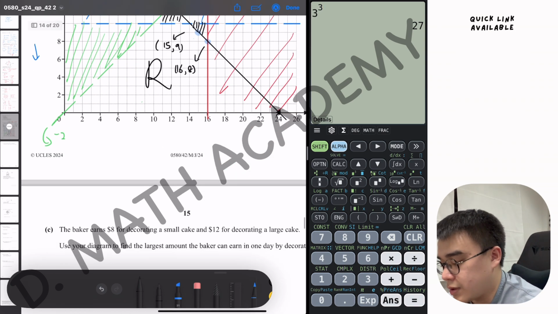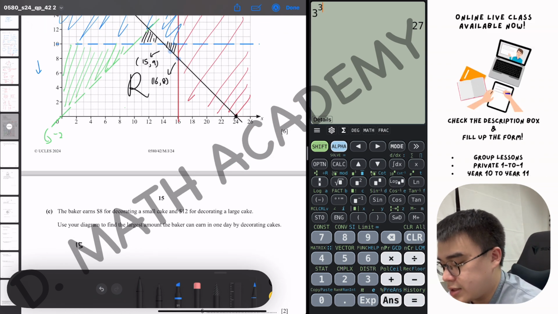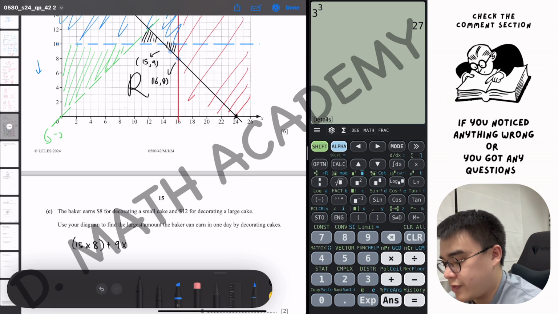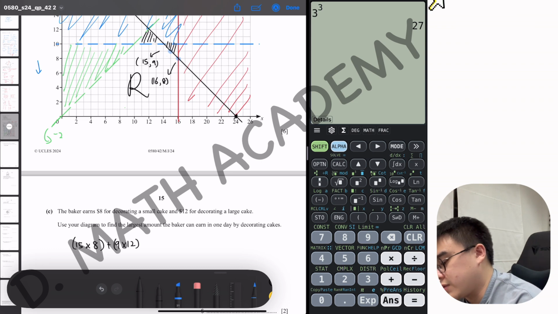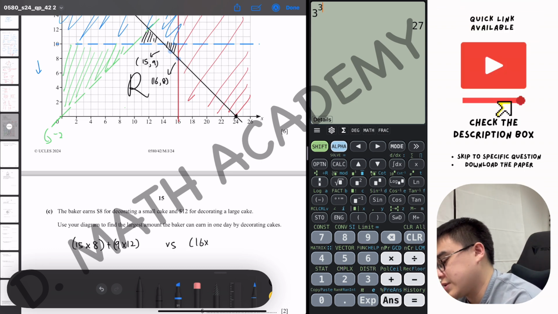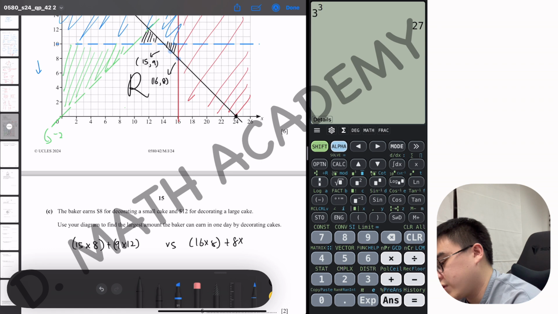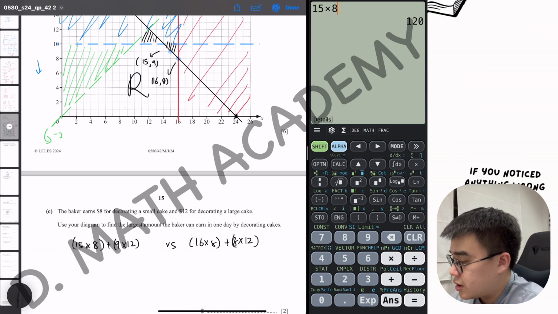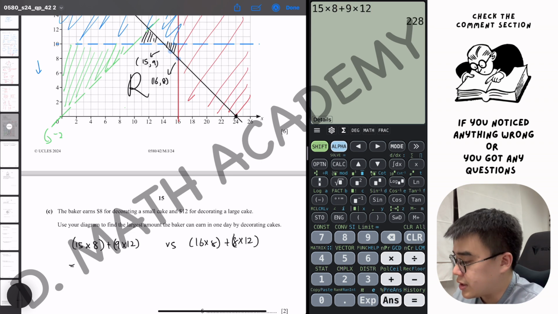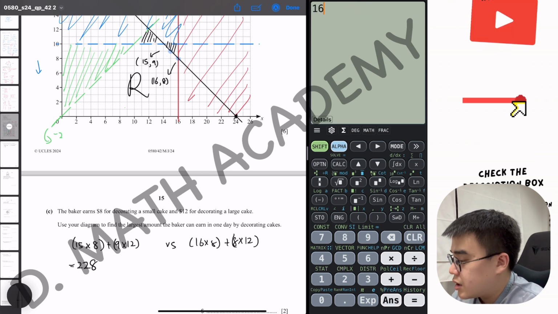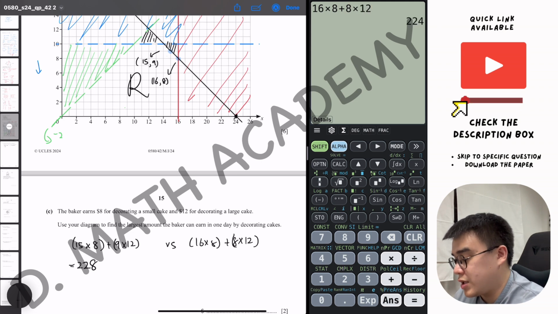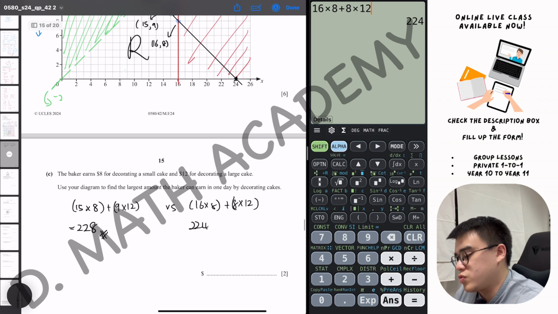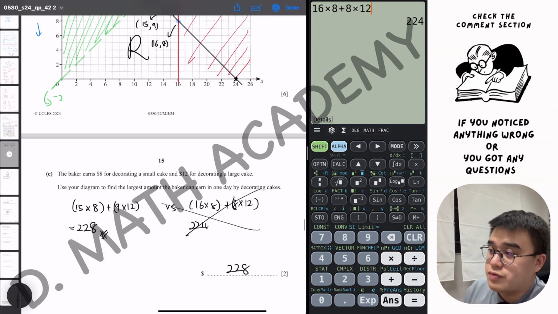So let's put it into play. 15 times 8 plus 9 times 12, versus another one, 16 times 8 plus 8 times 12. Let's see which one gives us a bigger answer. The first one was 228. The next one was 224. So obviously, the first one is the biggest. So it's just 228. This one you can scrape off and just reject it.